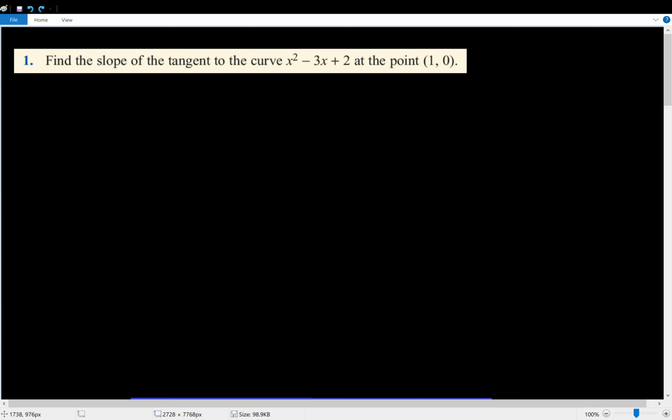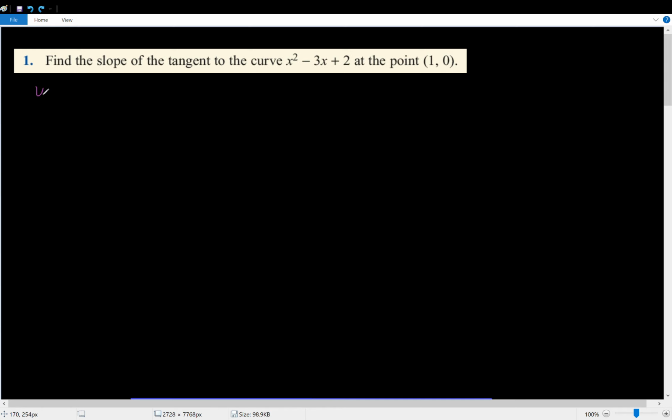This is questions 1 and 4 in exercise 8.4 in New Concise Project Maths 3a. We have to find the slope of the tangent to the curve x squared minus 3x plus 2 at the point 1, 0. So the slope of a tangent to a curve at a given point would be the rate of change of that curve at that point. Now that might sound a bit complicated, but when we actually go through the steps to figure this out, it'll kind of make more sense.